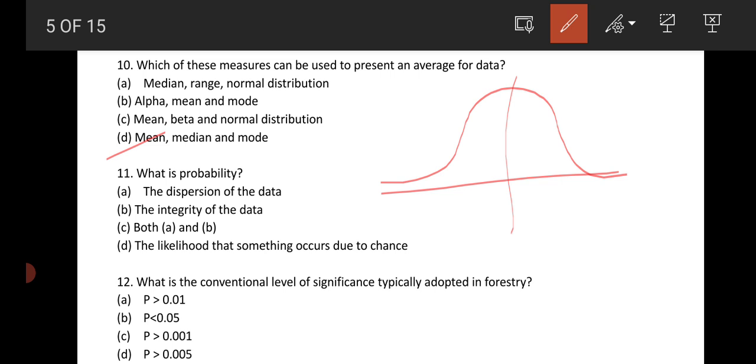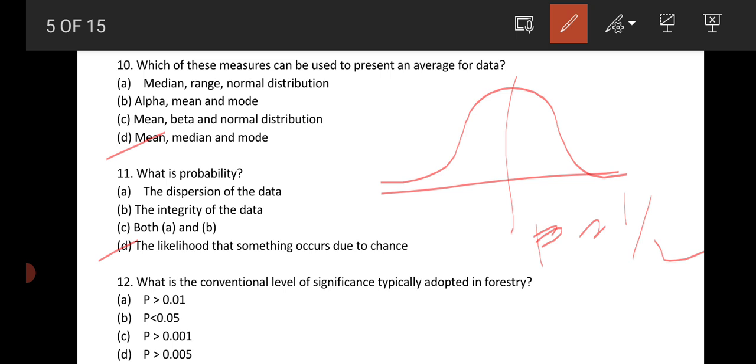Next question, what is probability? The answer is the likelihood that something occurs due to chance. Probability is a measure of determining the chance of an event. If we toss a coin, the probability of getting a head is 1 by 2. So as like that, we are saying it is a likelihood that something occurs due to chance.